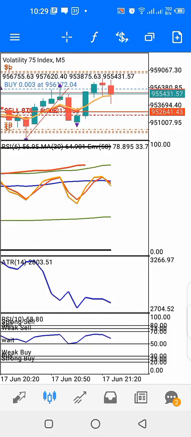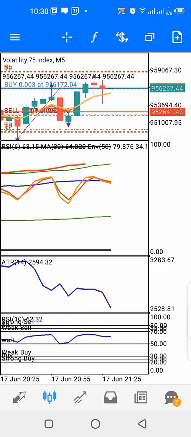I've deleted the sell limits because I do not want to have 2 running trades. So price is going up now, and I expect it to get to the take profit of my running buy trade so that I can close the 2 trades.